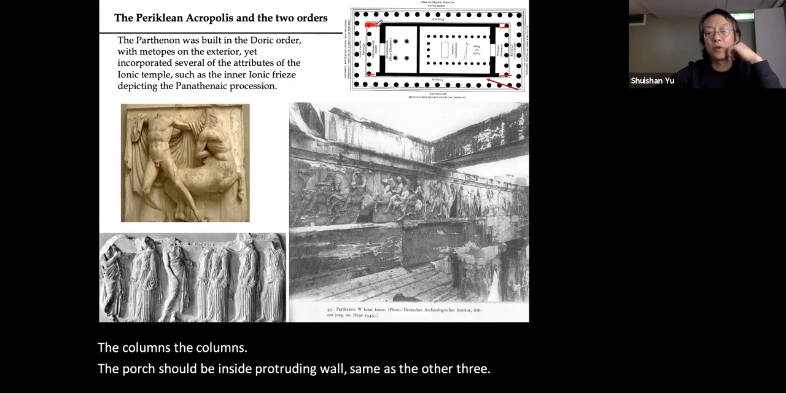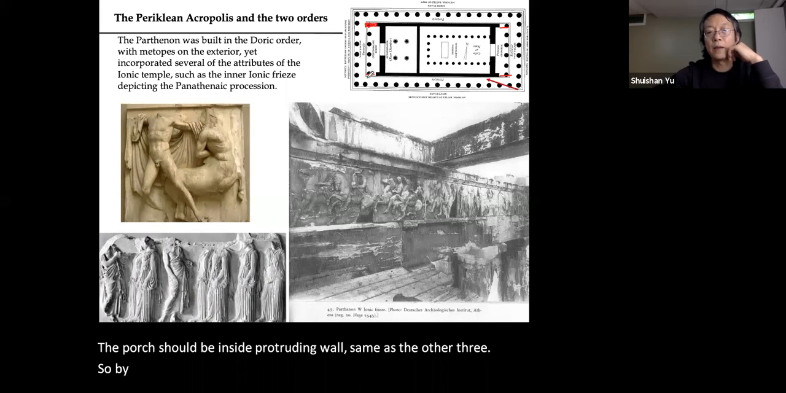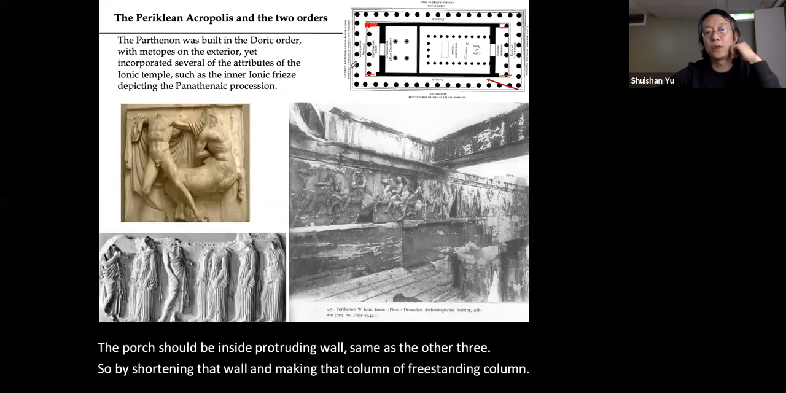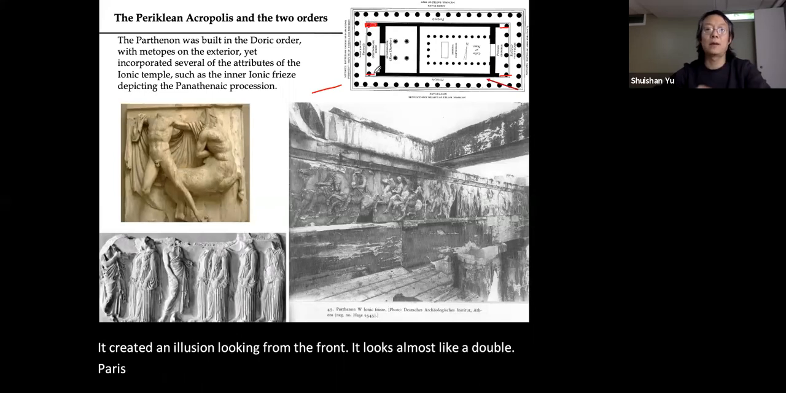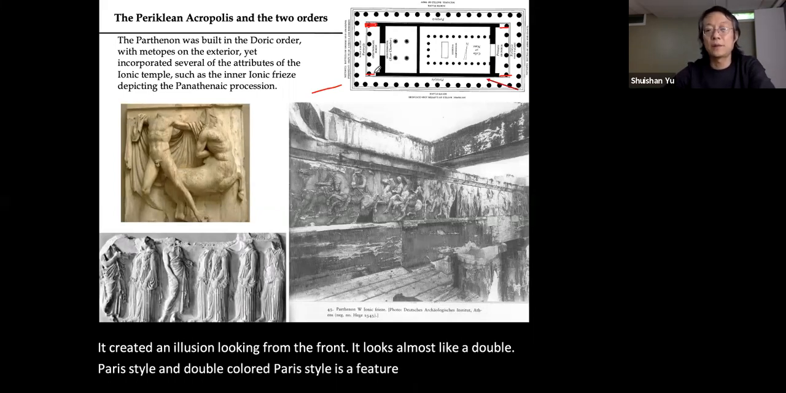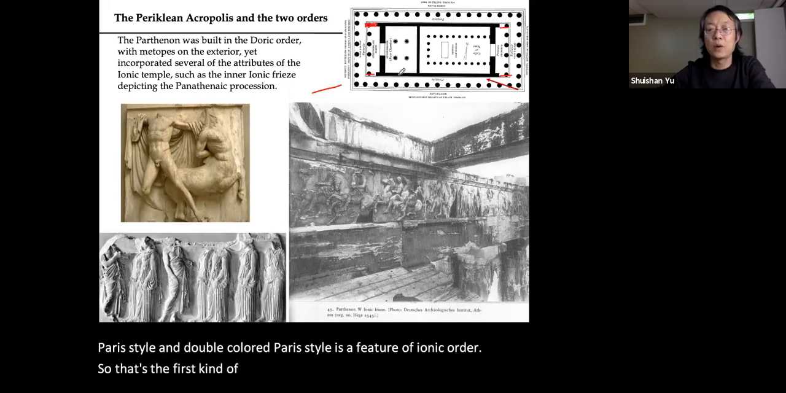So by shortening that wall and making that column a freestanding column, it created an illusion. Looking from the front, it looks almost like a double peristyle. And the double peristyle is a feature of the Ionic order. So that's the first kind of blending of the two orders.